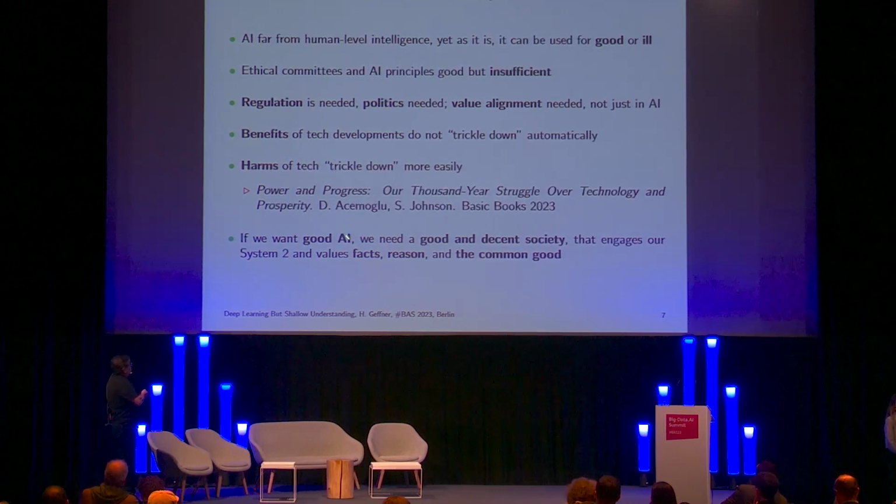To conclude, if you want good AI, we definitely need a good and decent society. We're not going to have that otherwise. And since I love to talk about system two, it has to be a society that gives a prominent role to and encourages system two, and facts, reason, and the common good.